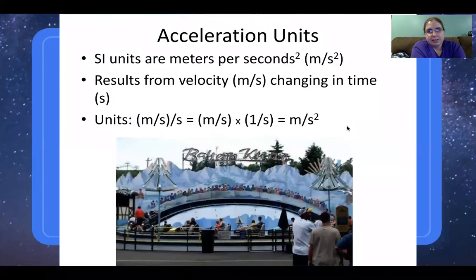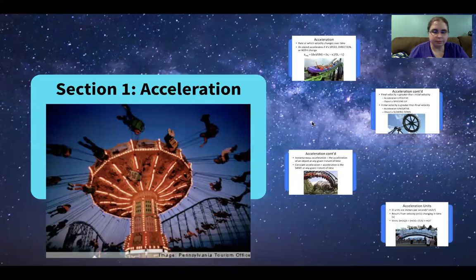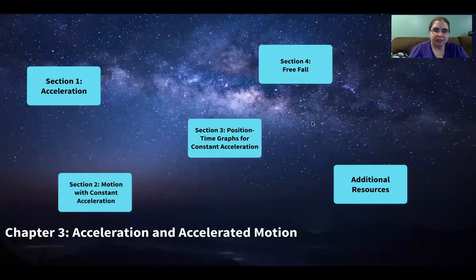So the SI units for acceleration are meters per second squared, or m/s squared. And the reason for this is because, remember, it's change in velocity over change in time. So the unit for velocity is meters per second, and the change in time is seconds. So as you can see here, it would be meters per second per second. And when we do all that math conversion and whatnot, it ends up being meters per second squared. Just showing you where the units come from.